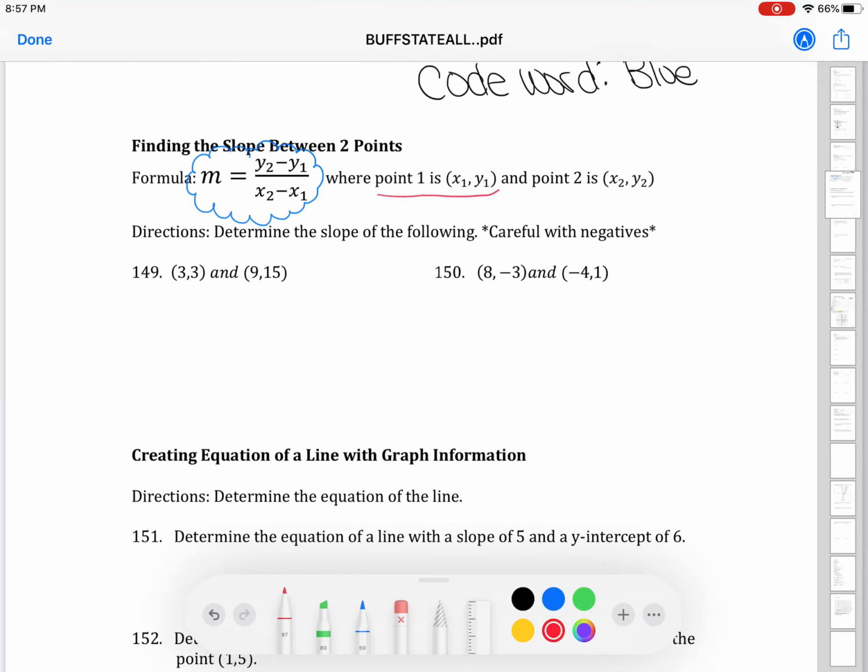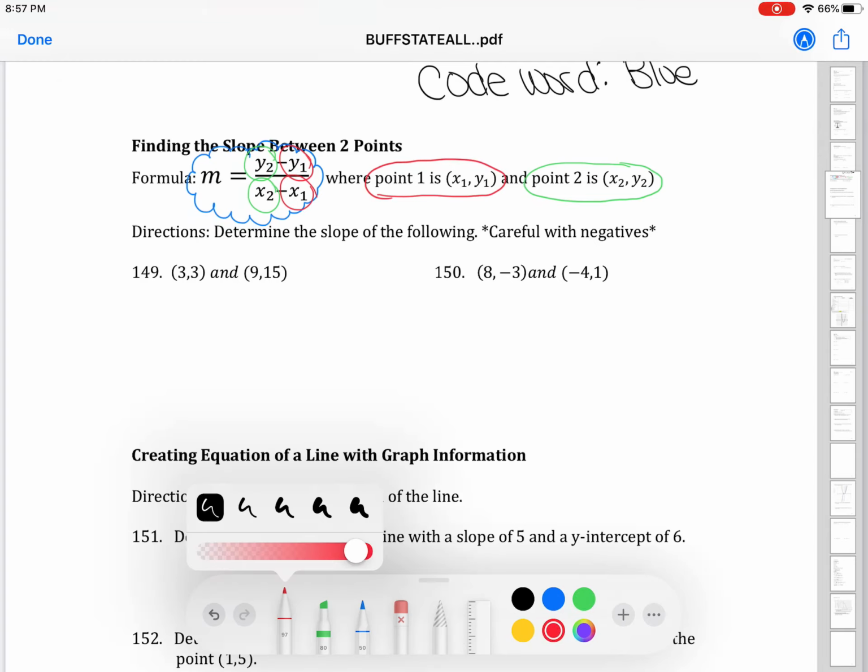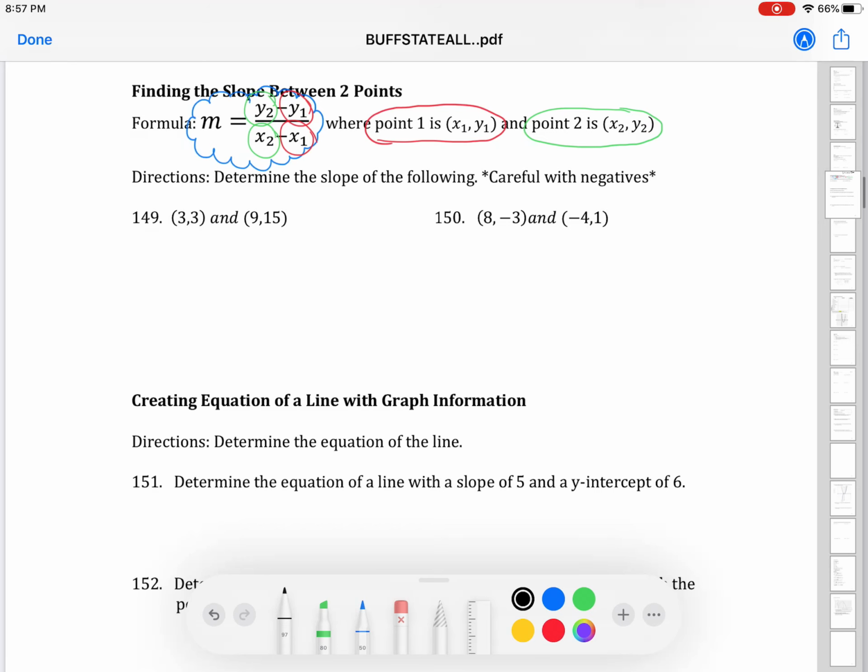So when you're finding the slope between 2 points, you're going to be given 2 points. One of them will be your x1 comma y1. Your other point will be your x2 comma y2. And if you notice, those values are in your formula just like so. Your second point and your first point just get plugged into this formula, and ultimately when you simplify it down, you'll end up getting your slope. So the directions just say determine the slope, so that's exactly what we're going to do.